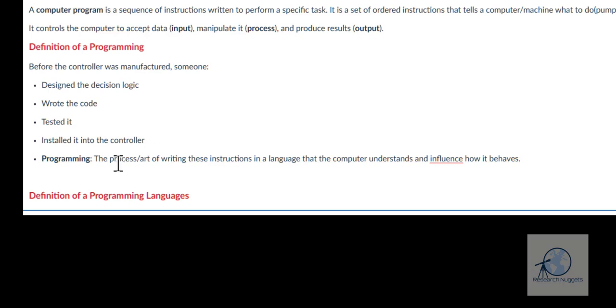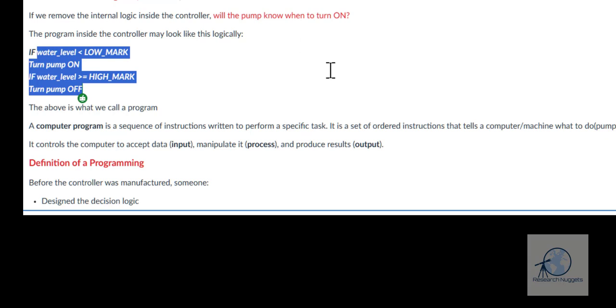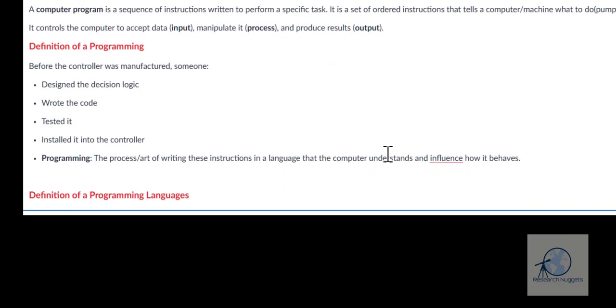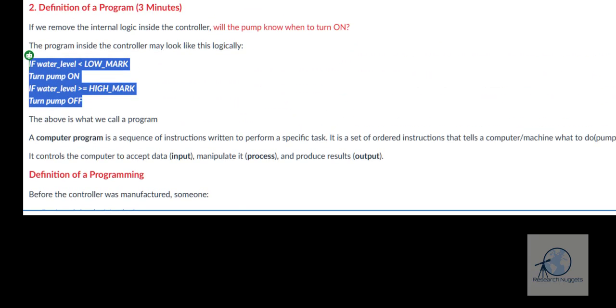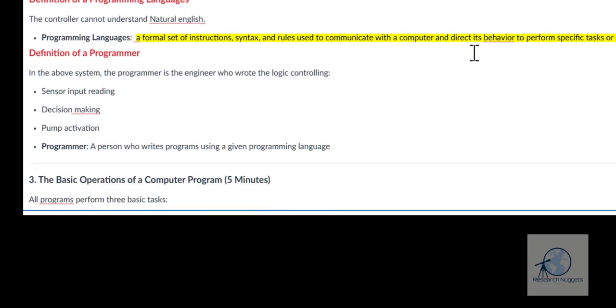So programming is the process or the art of writing these particular instructions in a manner that our machine, which in this case is our water level controller, can understand and influence how it behaves. These instructions are the ones that are going to be pushed into this water level controller, and they are going to control how it behaves. When does it trigger the pump to go on? When does it trigger the pump to go off?